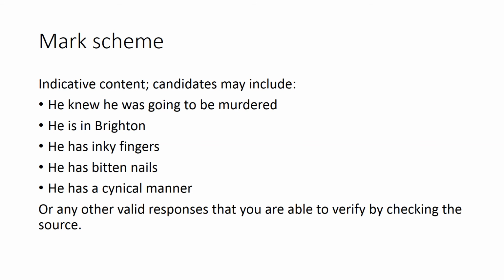So how did you do? This is the mark scheme. There's obviously fewer things on this mark scheme because it was a much shorter passage that they've chosen, but again there was actually quite a lot there, and there's very little that students wouldn't be able to put down. First of all, he knew he was going to be murdered. He is in Brighton, which is actually one of the most obvious ones, but lots of students skipped over it because they thought it was too obvious. He has inky fingers, he has bitten nails, and he has a cynical manner. And again, any other valid responses that we're able to verify, but to be fair, there's not much left on that passage that you would be able to pick out.